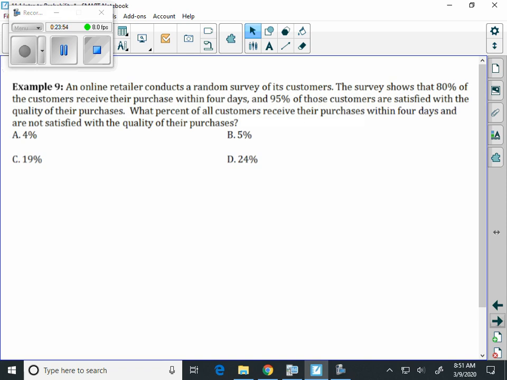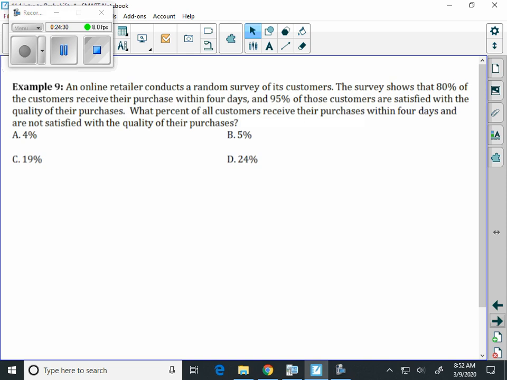a former OST question, again, would not be surprised if it shows up on this year's OST, but it says an online retailer conducts a random survey of its customers. The survey shows that 80% of the customers receive their purchases within 4 days, and 95% of those customers are satisfied with the quality of their purchase. It says what percent of all customers receive their purchases within 4 days and are not satisfied with the quality of their purchases.